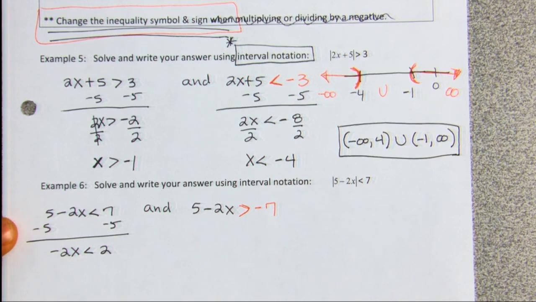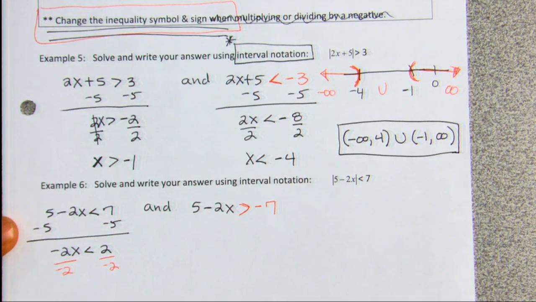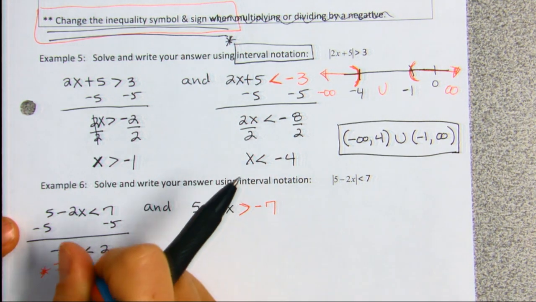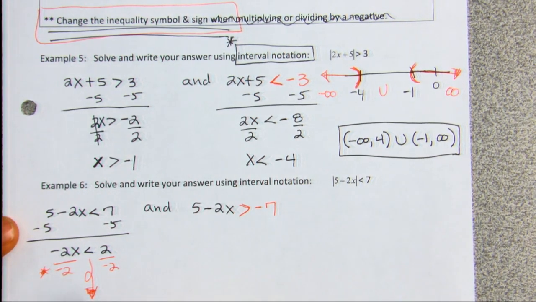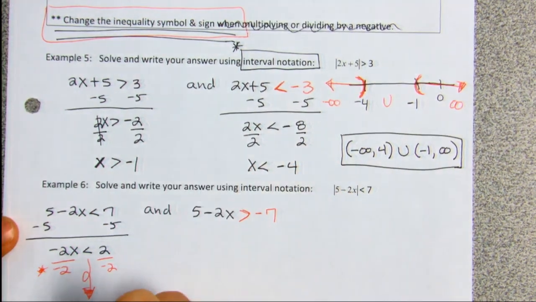I'm going to have to divide by negative 2. What do I have to do with my symbol? Because I'm dividing by a negative. Flip it. Let's flip it. So x is less than, or no, I just pulled the same thing down, didn't I? X is greater than, it was less than, it should be greater than, a negative 1.